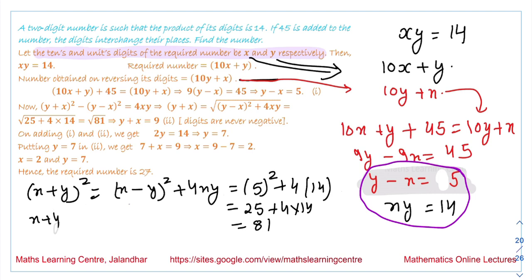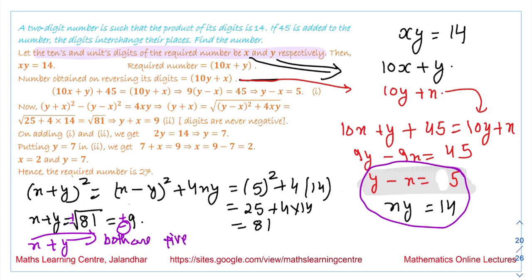So we get x plus y is equal to square root of 81, and that is equal to 9. Why are we not writing plus minus 9? Actually the answer we should have over here should be plus minus 9, but the minus sign is not possible because both digits x and y are positive. It means x plus y is positive, so this gives us x plus y is equal to 9.